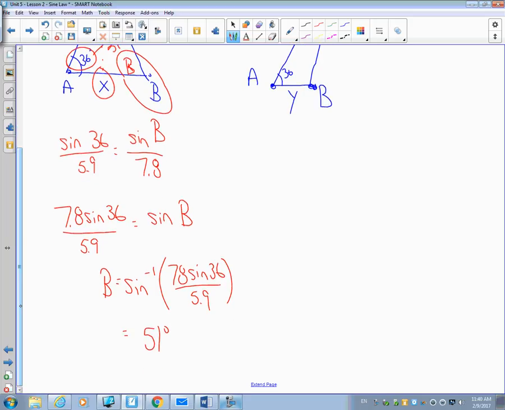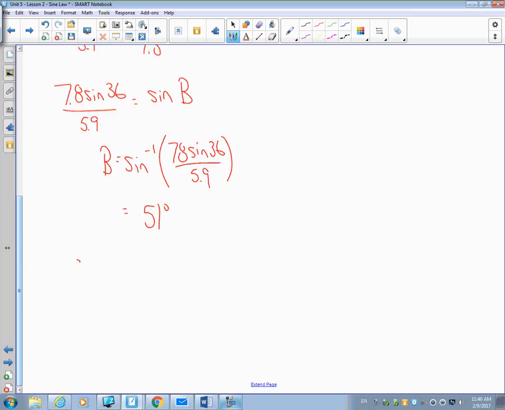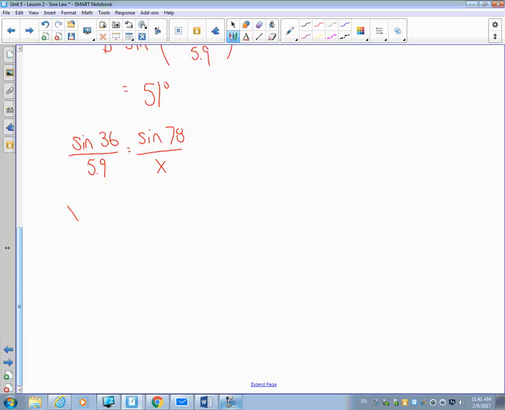So it's a two-step problem, this one. Okay. Sine 36 goes with our 5.9. The angle at the top of the triangle we just figured out was sine 78. It's going to go with the x that we want. And I got to do my cross multiply and solve. So x sine 36 equals 5.9 sine 78, divide out, and we get an answer of 7.43.